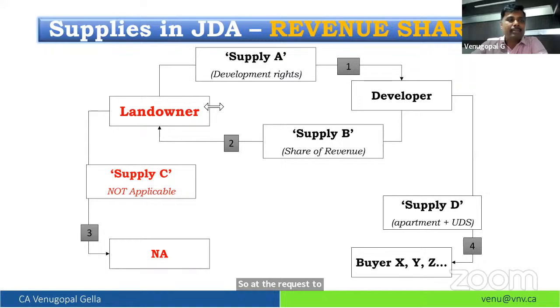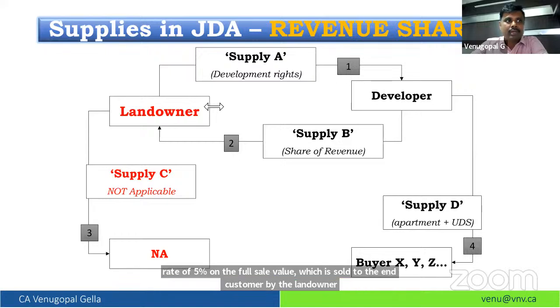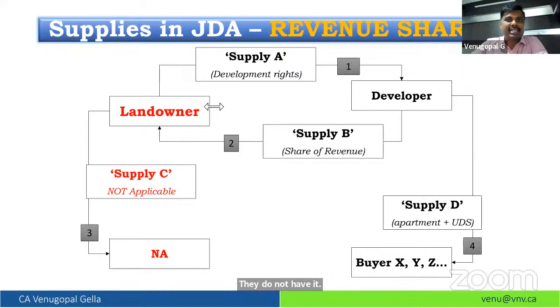So the money is parked, even the landowner's money is also parked into that pool account. 70/30 is applicable. And GST is payable by the landowner, and the money is parked in the pool account. Absolutely. The landowner has to pay GST at the rate of 5% on the full sale value which is sold to the end customer by the landowner. Okay. And there is no issue if the money is parked in the RERA account. So the GST department does not have an issue with this. They do not have an issue. Just that the concept of input tax credit kicks in for the landowner. Okay, thank you.